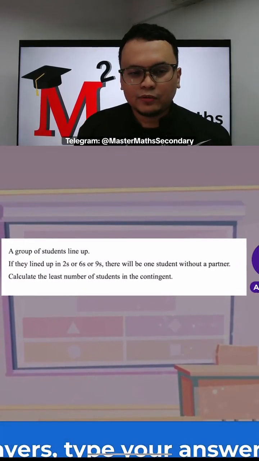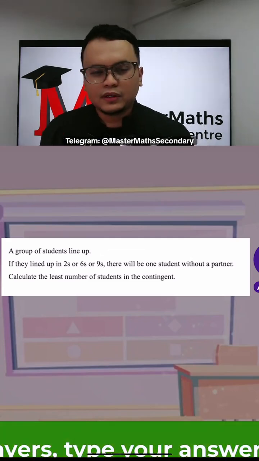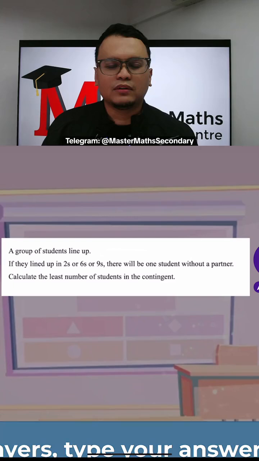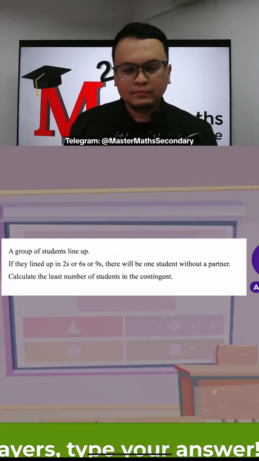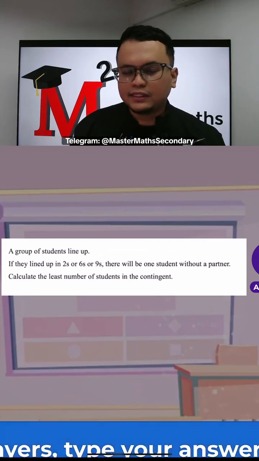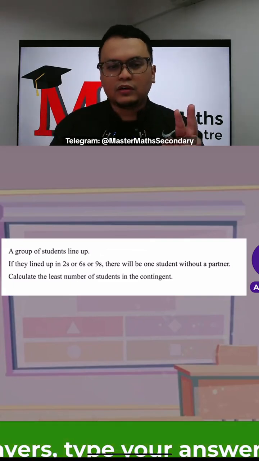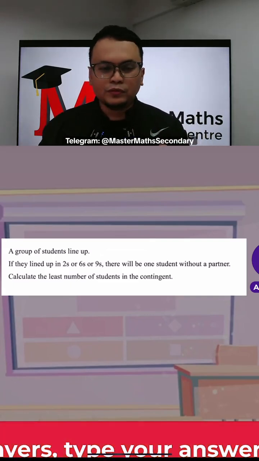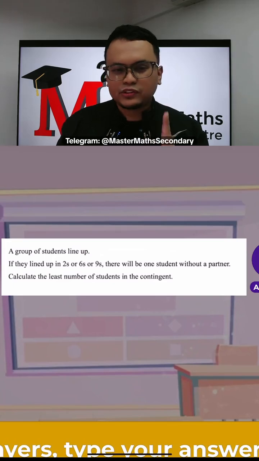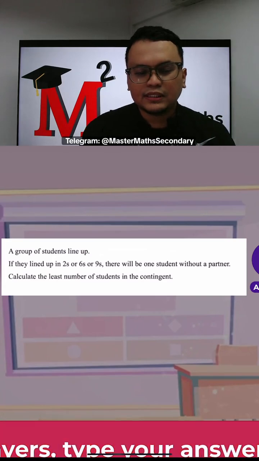Okay, so you have a group of students who line up. If they line up in 2s or 6s or 9s, then there will be one extra student with no partner. We are asked to calculate the least number of students in the contingent. If you were to group them in rows of 2s, 6s or 9s, there will always be that one extra student without a partner. So what's the least number of students in the contingent?